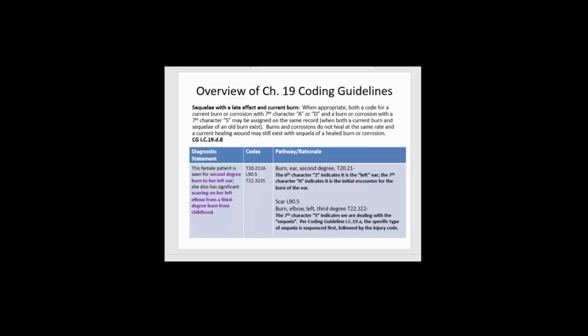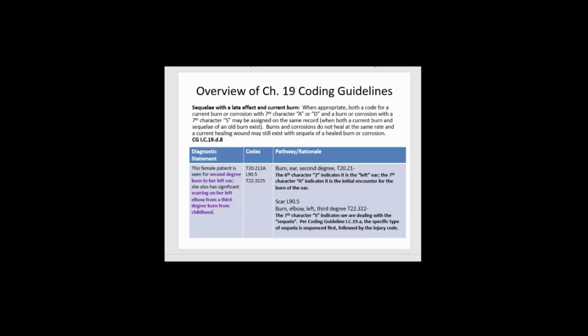For those cases when you have both a late effect of a burn, an old burn in other words, and a current burn, both the code for the current burn using a seventh character A or D, depending on if you're in the routine healing phase or you're still doing active treatment, and a burn with a seventh character of S for sequela can be assigned on the same record when both exist. Burns and corrosions do not heal at the same rate, and a current healing wound may still exist with sequela of a burn that's already healed.